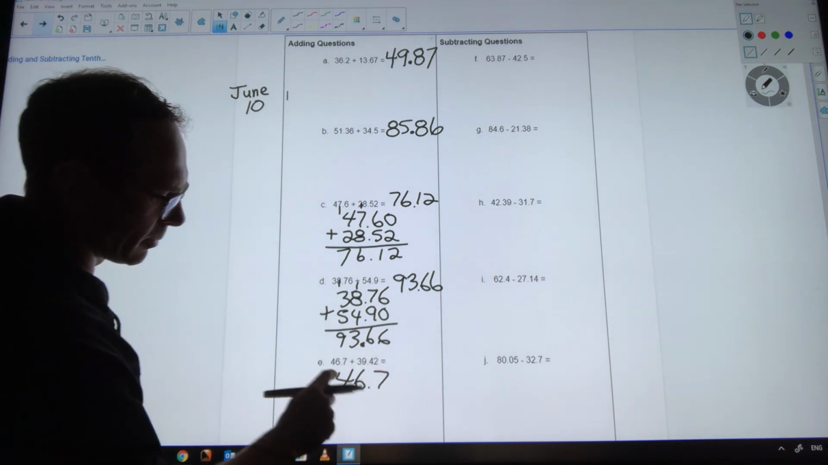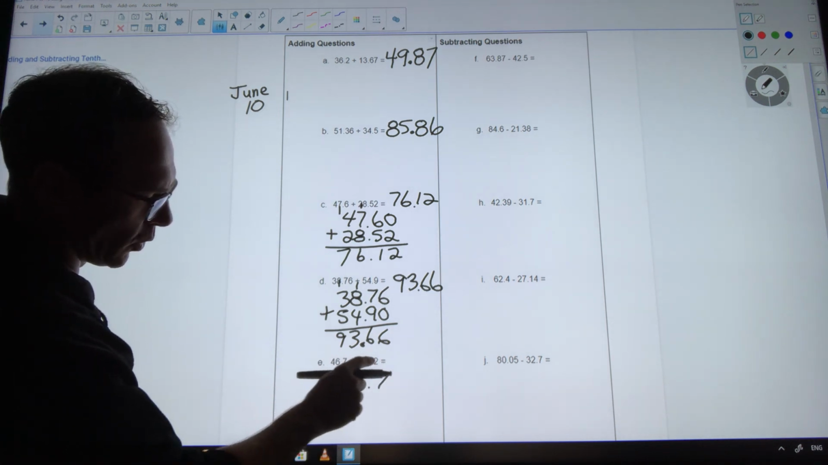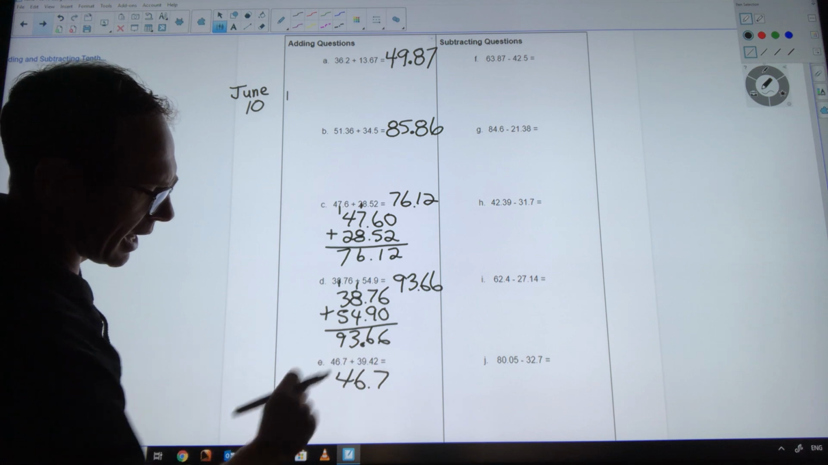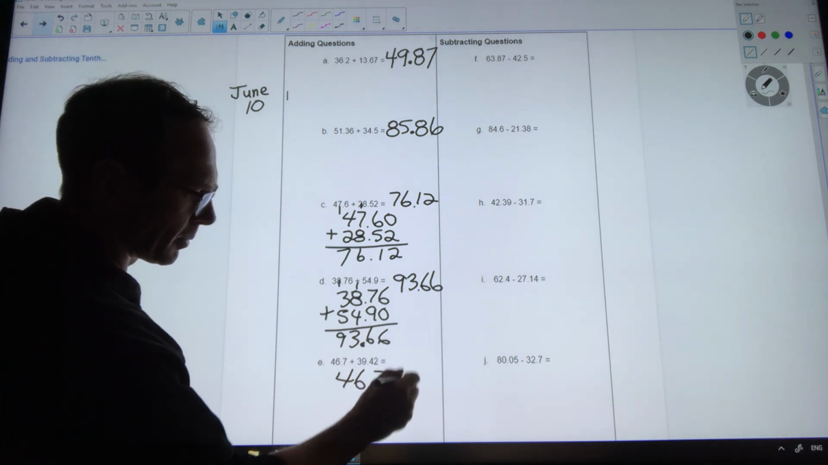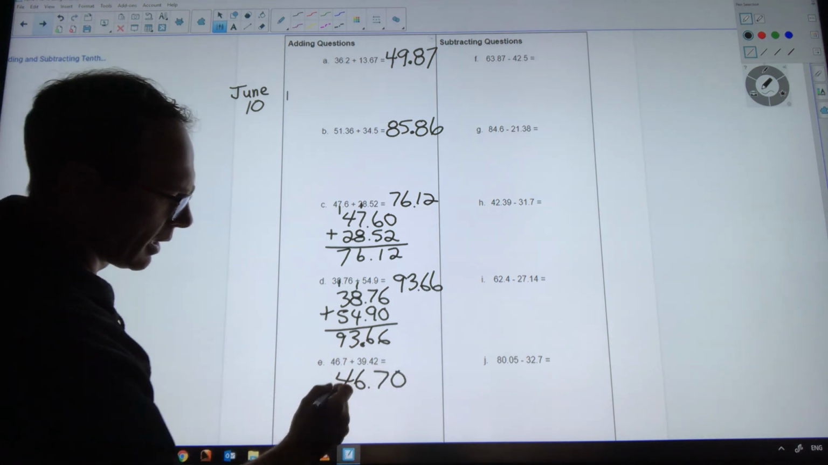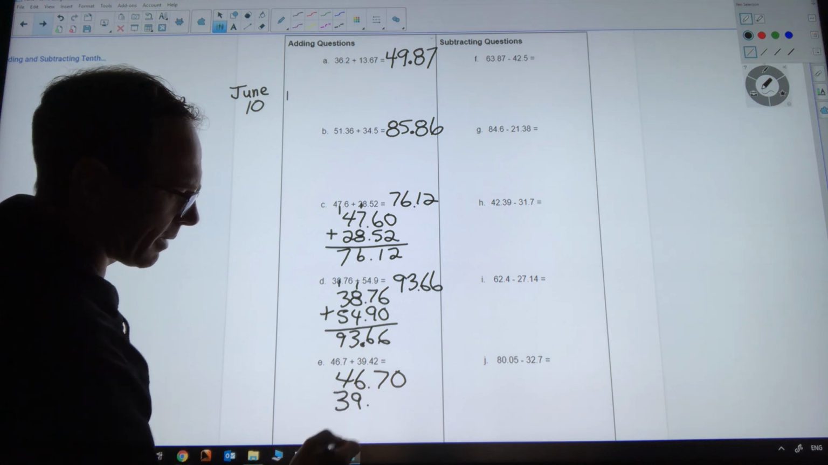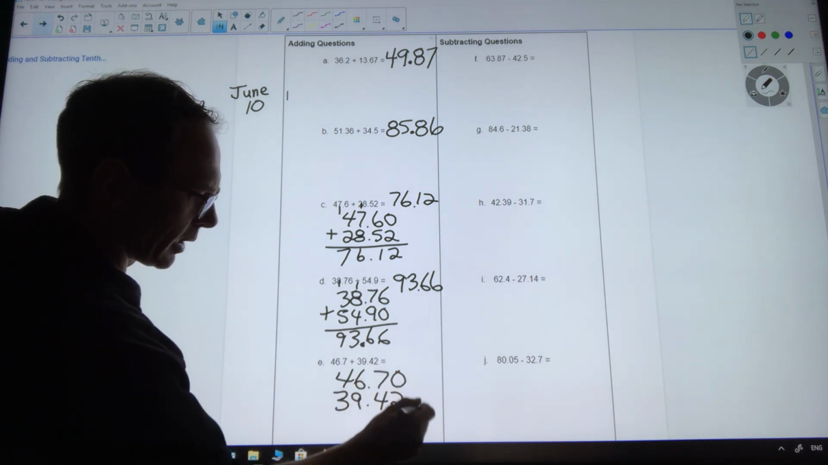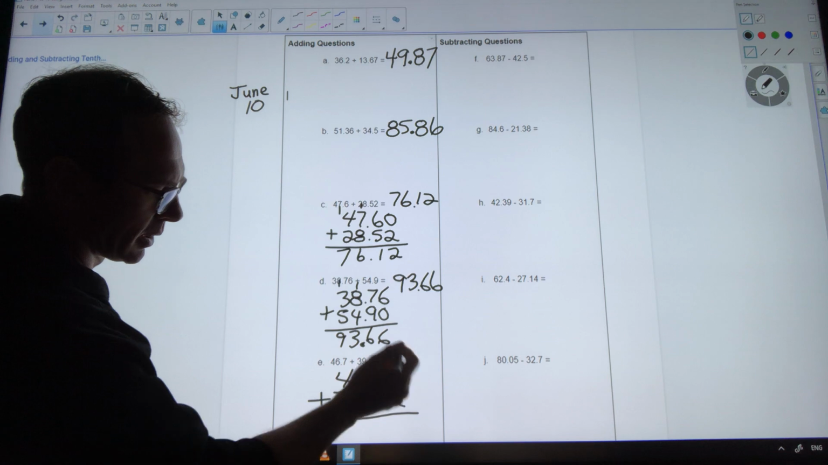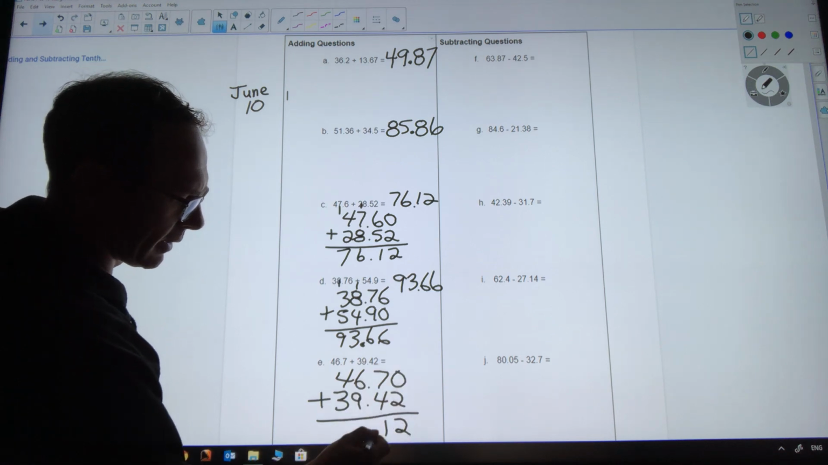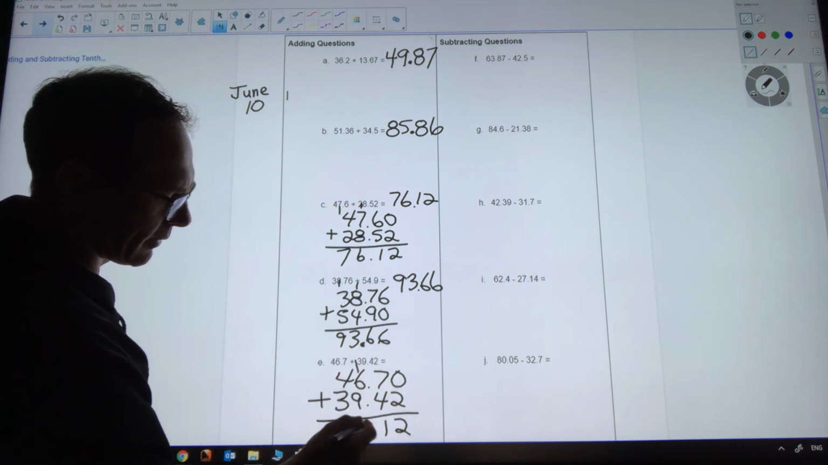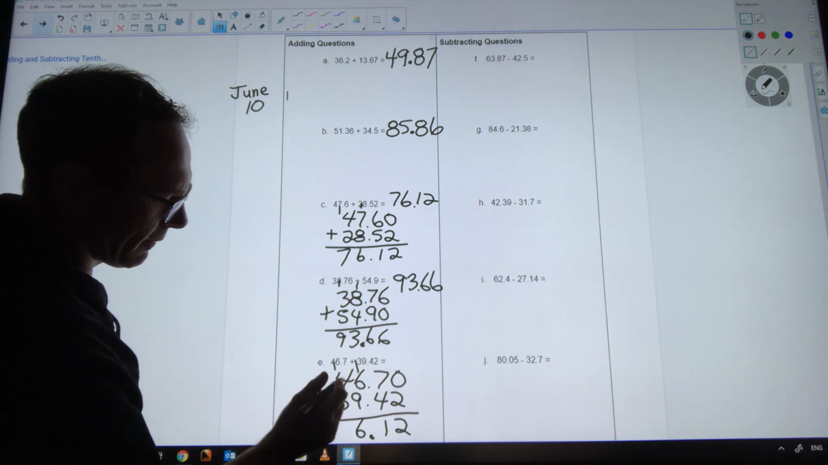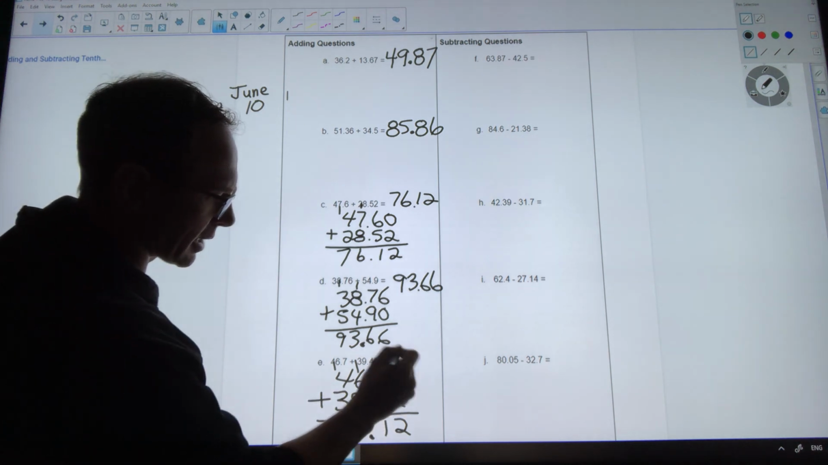My last one, there's going to be more carrying here. I see a 7 and a 4 in the tenths place and a 6 and a 9 in the ones place. So I'm going to put that 0 in now to make sure that they're lined up. 4, 2 in this one. So if I add those, I have 2, 11, carry the 1, 7, 9, 16, and 5 and 3 is 8. So 86.12.